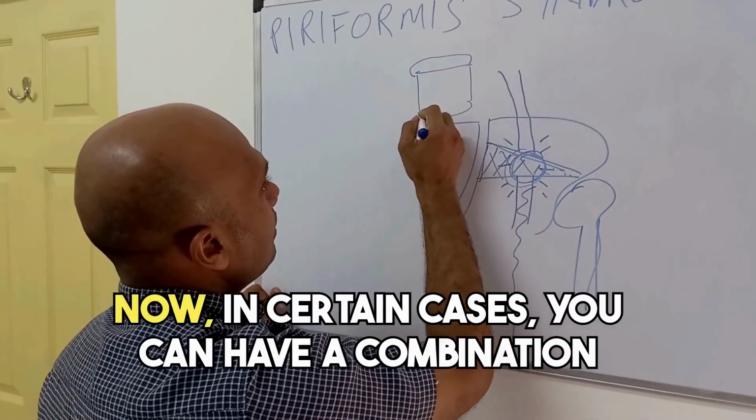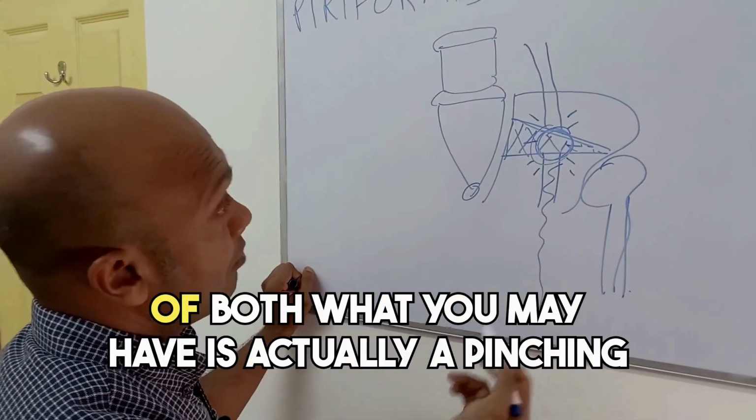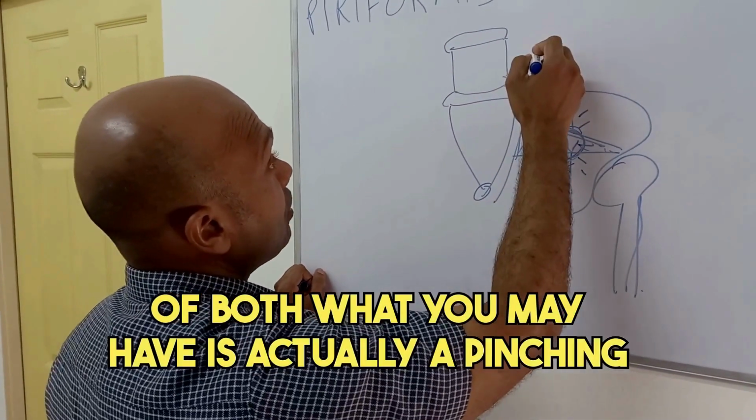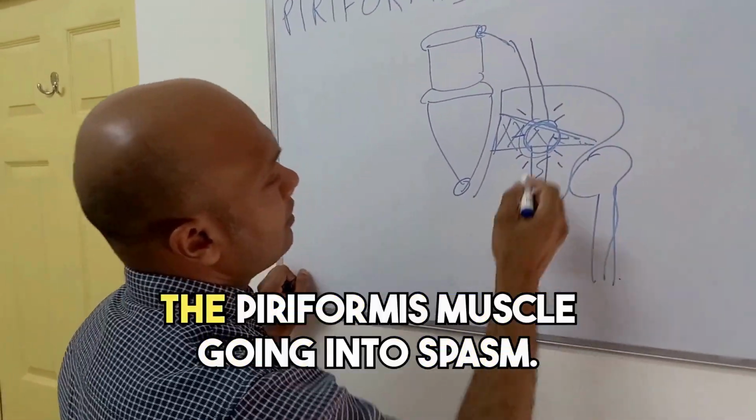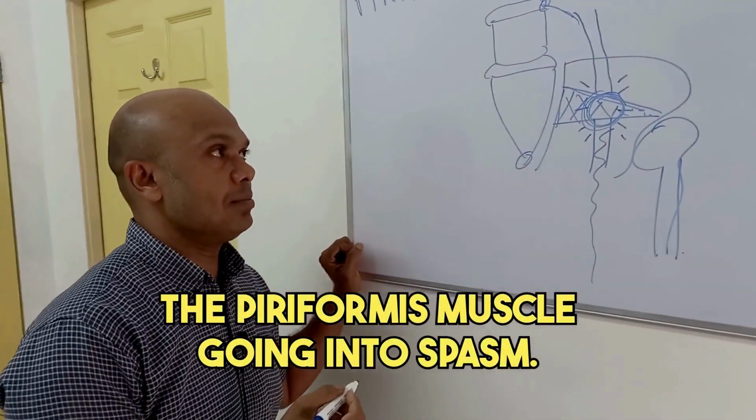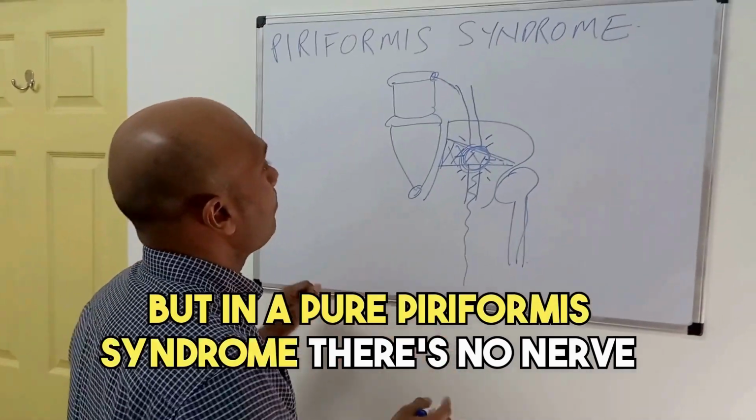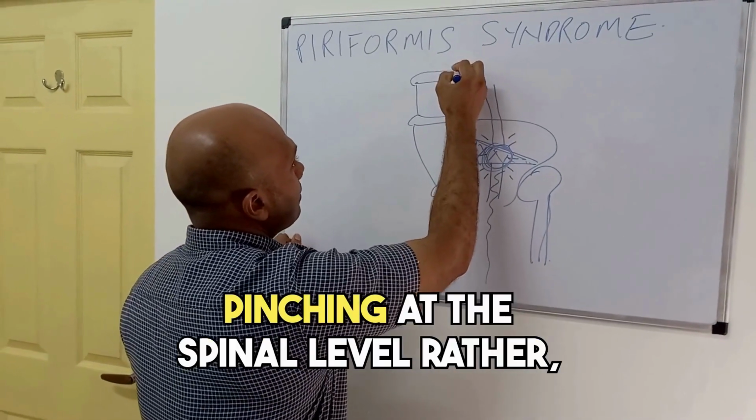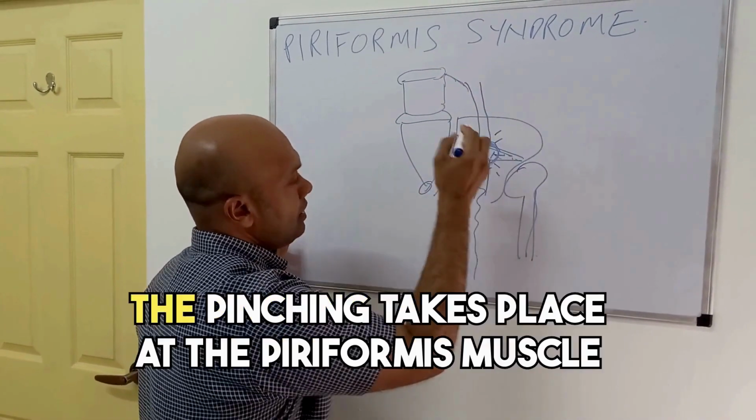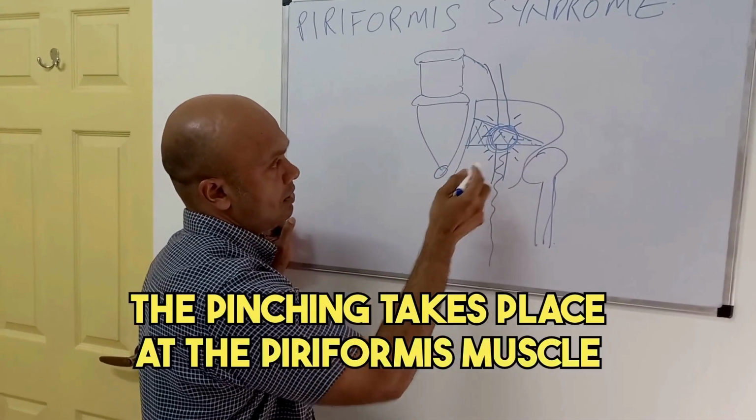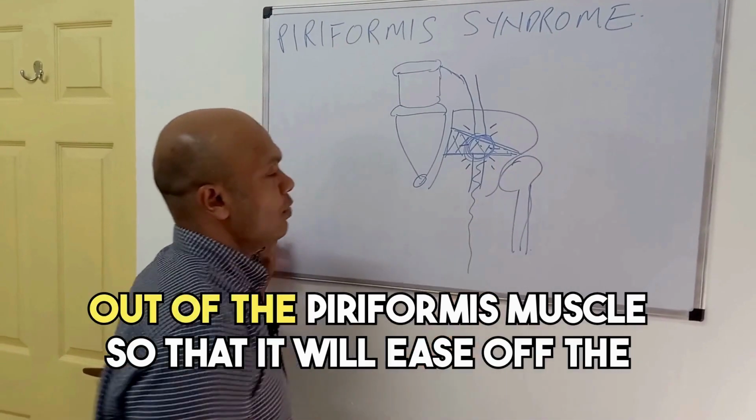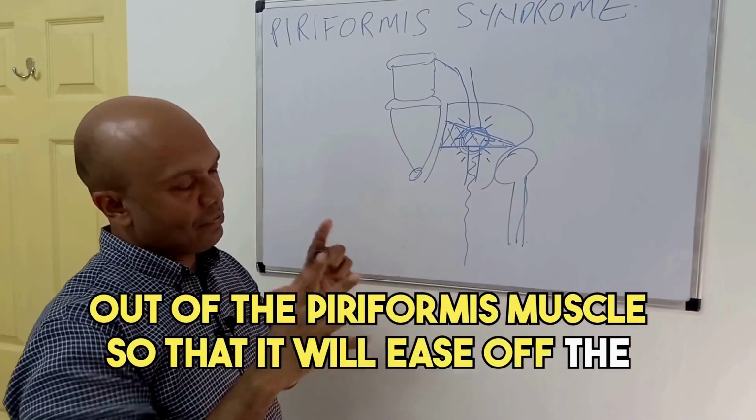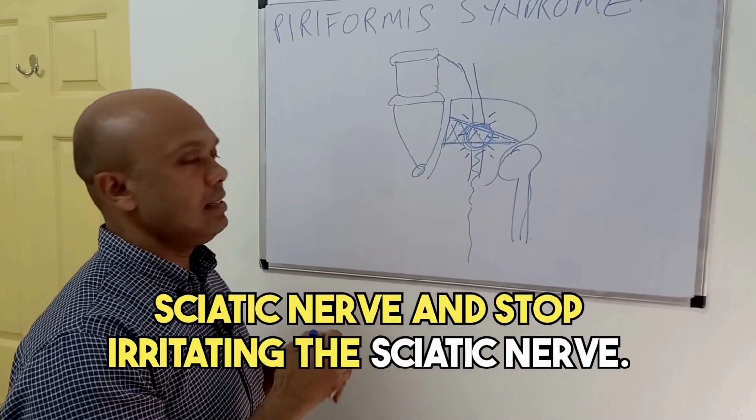Okay. Now, in certain cases, you can have a combination of both. What you may have is actually a pinching of a nerve root due to a bulging disc here, as well as the piriformis muscle going into spasm. But in a pure piriformis syndrome, there is no nerve pinching at the spinal level, rather the pinching takes place at the piriformis muscle. And to deal with this type of pain, the tension needs to be taken out of the piriformis muscle so that it will ease off the sciatic nerve and stop irritating the sciatic nerve.